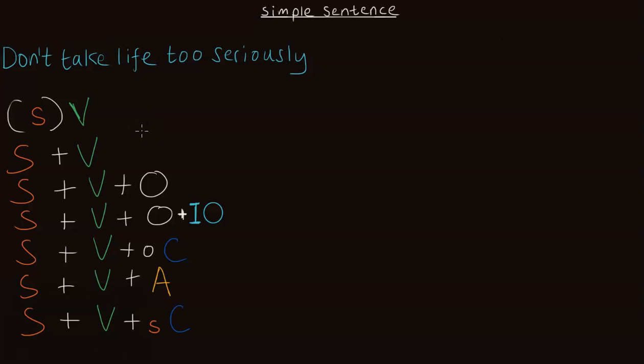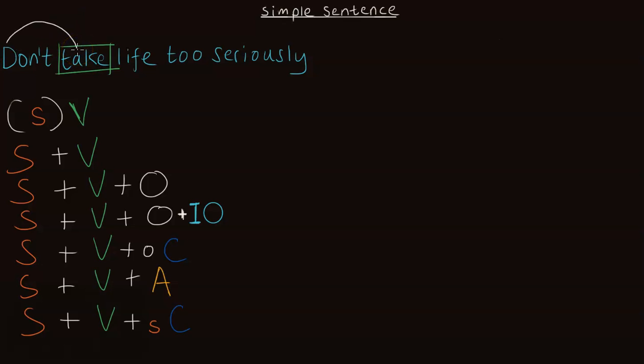Okay, so let's have a quick review of simple sentences before we understand compound sentences. So, don't take life too seriously. Okay, so what is in this sentence? Well, first of all, we ask, where is the verb? The verb is take. Okay, so where is the subject? To find the subject, we ask, whom or what takes?